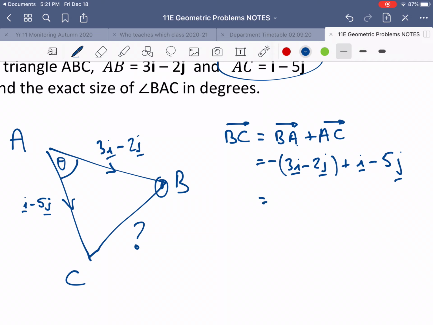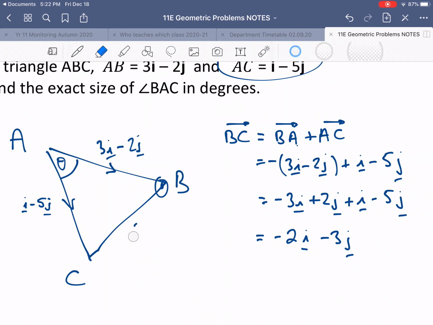So just expanding this out and tidying it up, you get a negative 3i, a plus 2j, a plus i, a minus 5j. You collect like terms, and we get negative 2i, take away 3j, is this vector here.